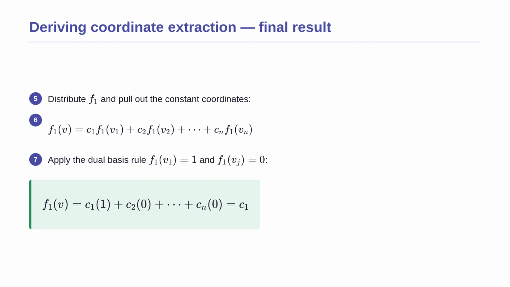Continuing our derivation, we pull the constant coordinates out to the front of each functional. Now we apply our golden rule of the dual basis. We know that f1 acting on v1 equals exactly 1. We also know that f1 acting on v2, v3 and so on must equal 0 because the subscripts do not match. Therefore, every single term in this long equation vanishes into 0 except for the very first one. This gives us our final result. Applying f1 to the vector v instantly extracts the first coordinate c1. The proof is complete.